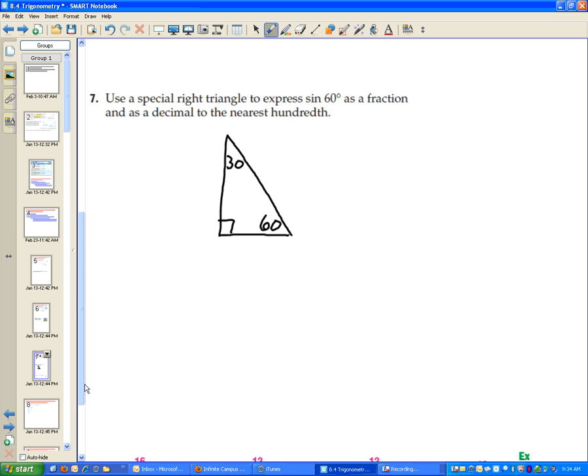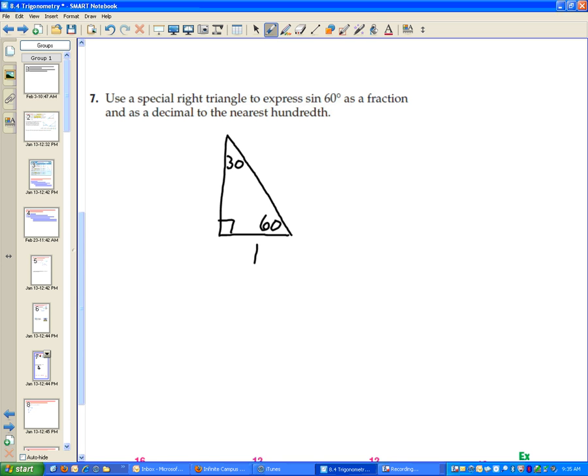Now, like we did yesterday with the 45, 45, 90, I made this triangle. I get to decide what the lengths are. However, the hypotenuse has to equal the short leg times 2, and the long leg has to equal the short leg times the square root of 3. But I get to choose what the length of the short leg is. So I'm going to choose 1 because 1's easy to work with. If I choose the length of the short leg to be 1, the length of the long leg is short leg times the square root of 3.